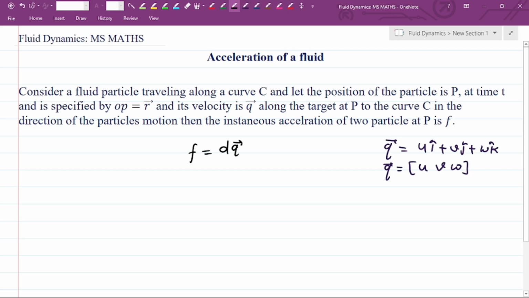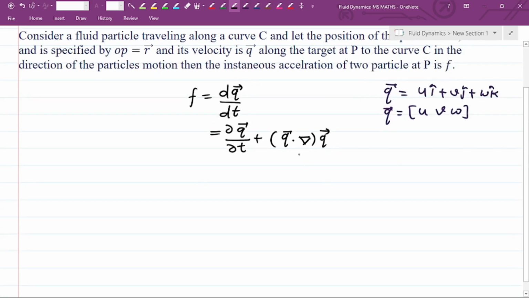So it is dq vector over dt. We can write it in this way: dq by dt is nothing but the partial derivative of q vector with respect to t, plus q vector dot del q vector. Now what is the meaning of this? Basically, we can use this relation to simplify the value of the acceleration.